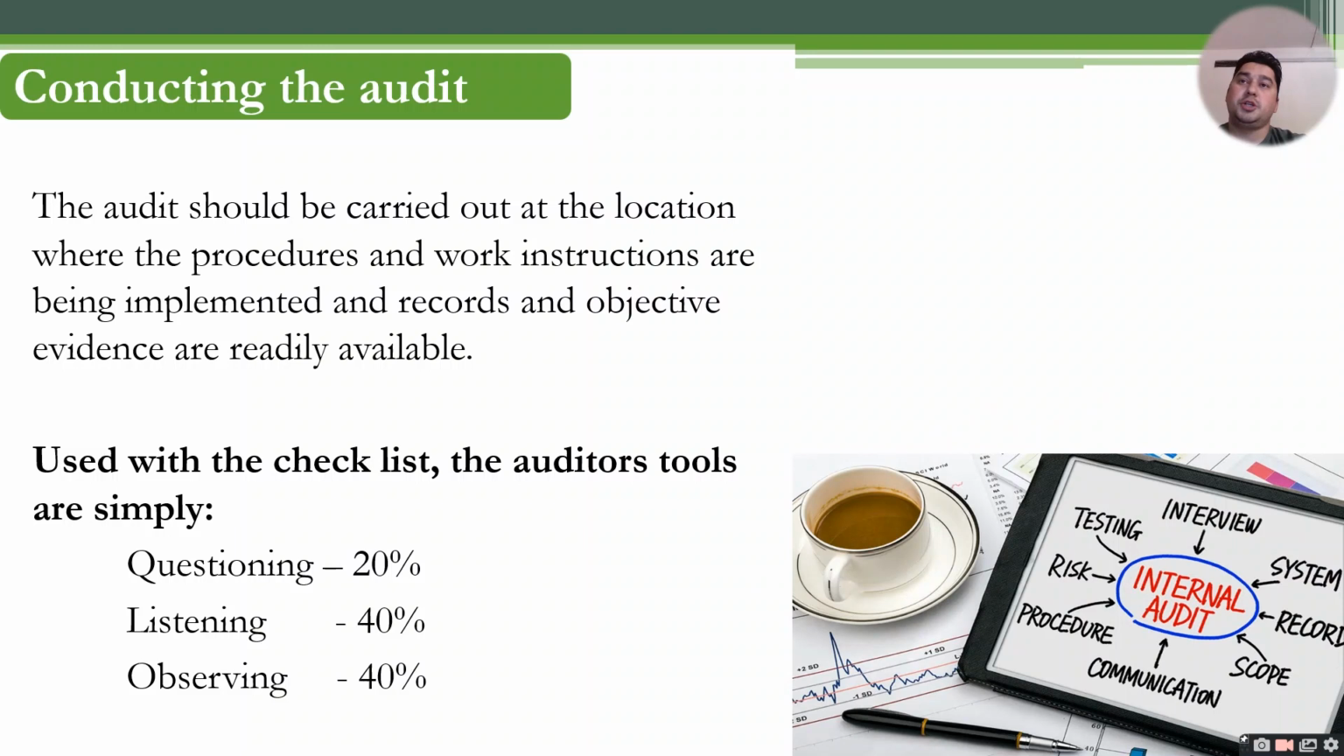Conducting the audit. The audit should be carried out at the location where the procedures and the work instructions are being implemented and records and objective evidence are readily available. Used with the checklist, the auditor's tools are simply questioning 20%, listening 20%, and observing 20%. It should not be that you are only questioning the people, and so you will not get the proper information. You have to listen to them also, and you have to observe them during the audit, what they are doing, how they are doing, whether they are doing the process properly, accurately or not.